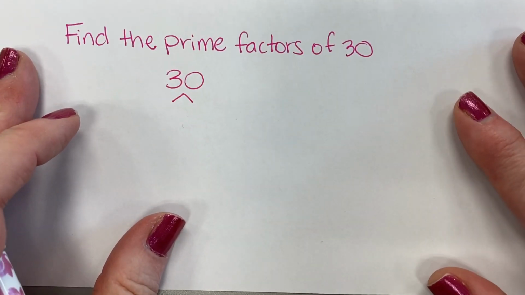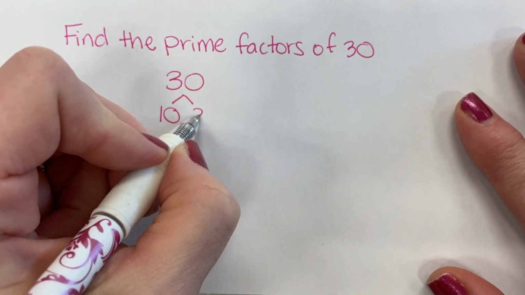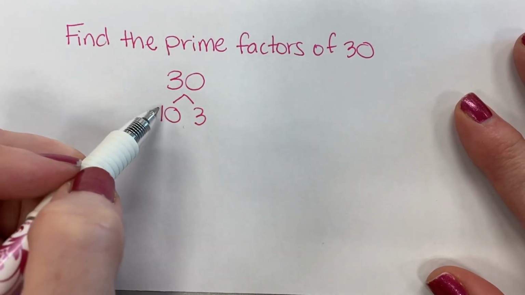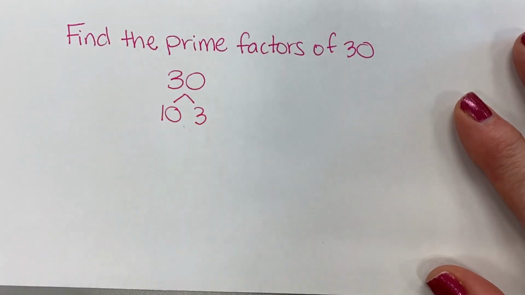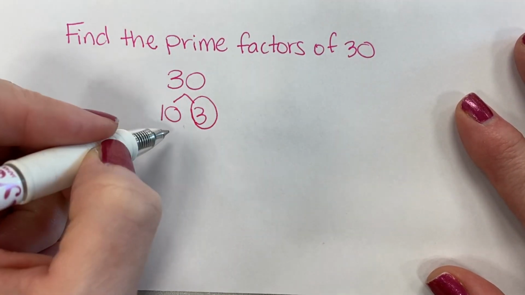What can 30 be divided by evenly? Well, 10 times 3. I could have done 15 times 2. I could have done 6 times 5. It's up to you. 3 is prime, so I'm going to circle it. But 10 can keep going.